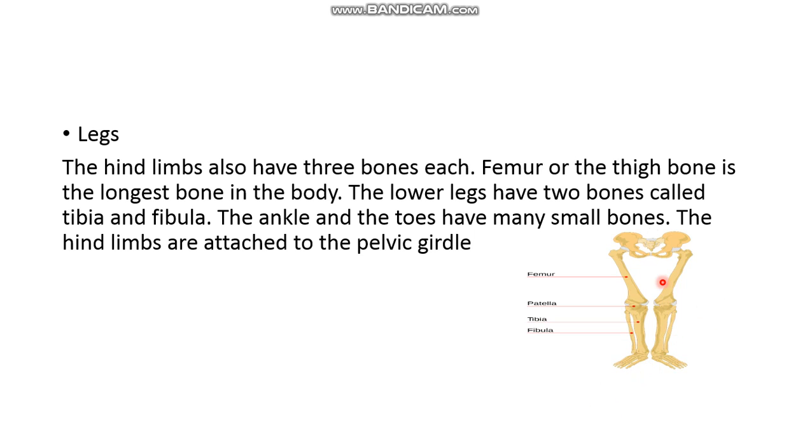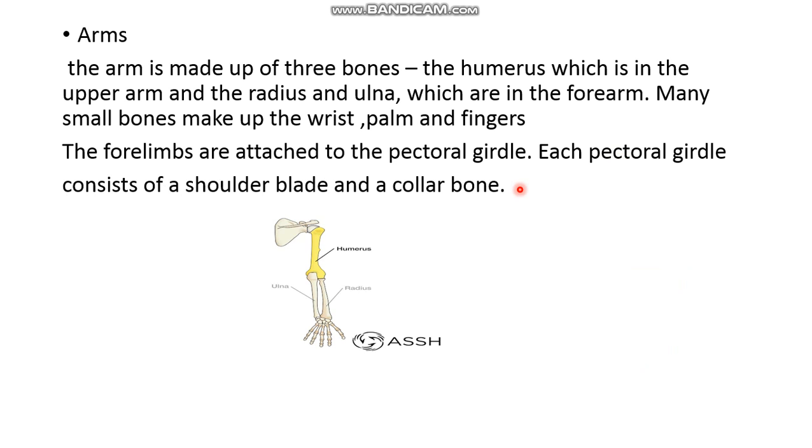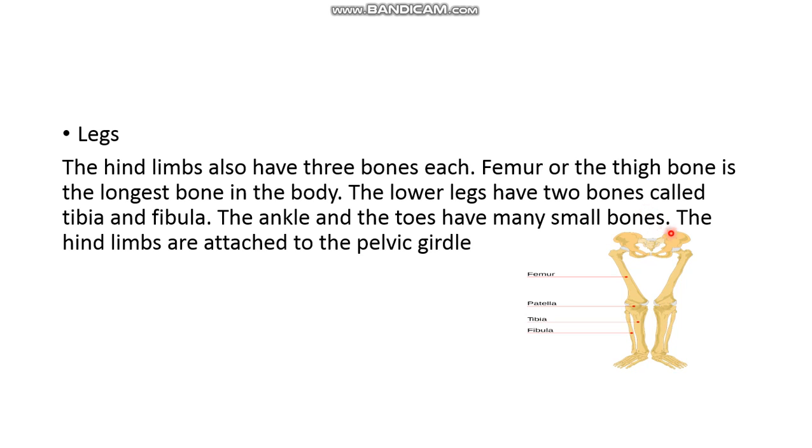The hind limb is attached to the pelvic girdle. This we call the pelvic girdle. Similarly, the arm is attached to the shoulder blade, whereas here it is attached to the pelvic girdle.